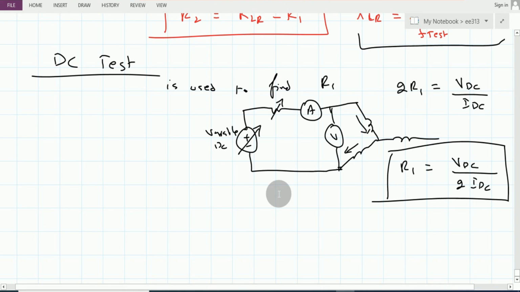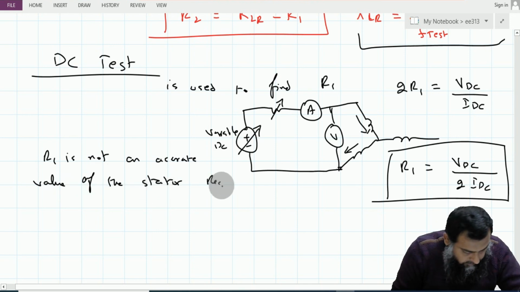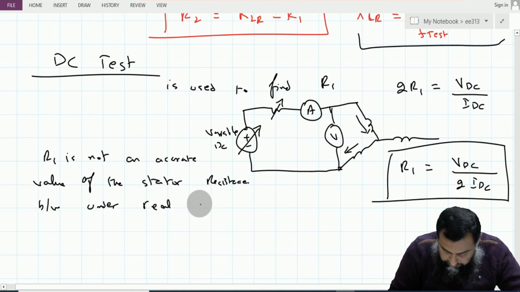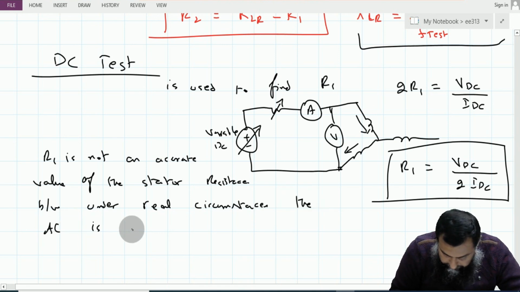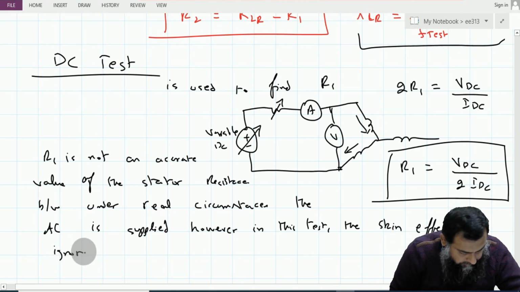But the point here is that this value of R1 is not an accurate value of the stator resistance, because under real circumstances the AC is supplied. However, in this case the skin effect is ignored.